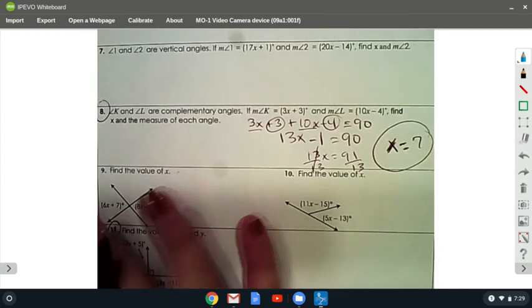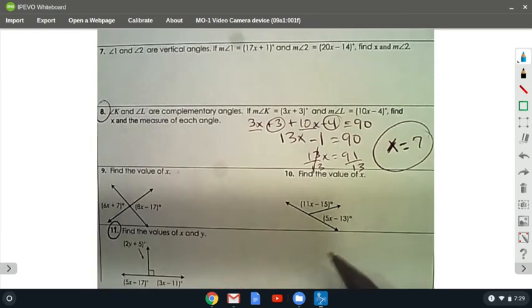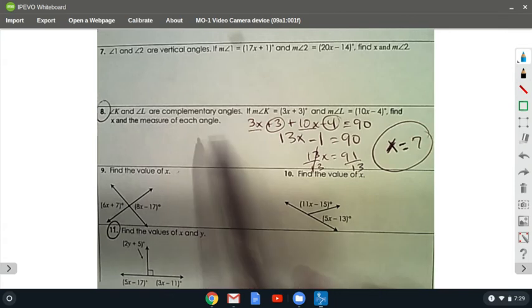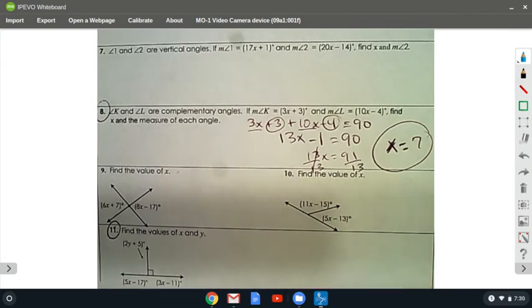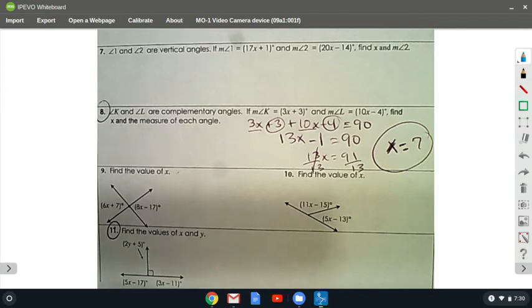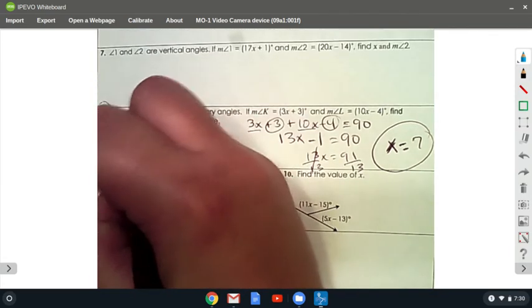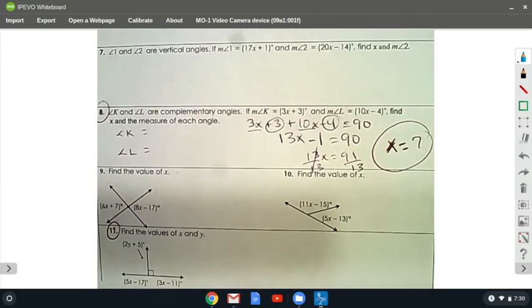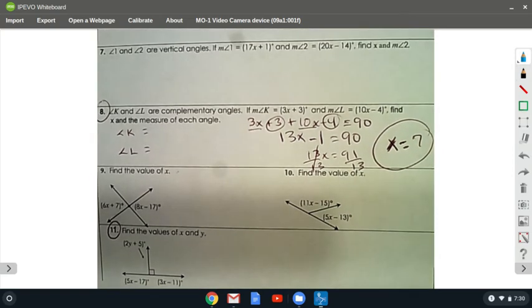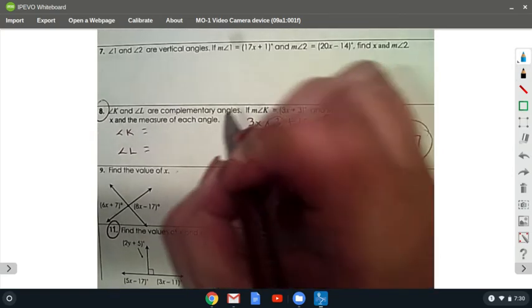Now, always check, did I answer the question like I said in class today? So find x and the measure of each angle. I've not fully answered the question yet. They asked for x. I did that. Awesome. I now have to find angle K and angle L. You really only need to find one of them, and then you should just know that they're complementary. So I'm going to go for K.